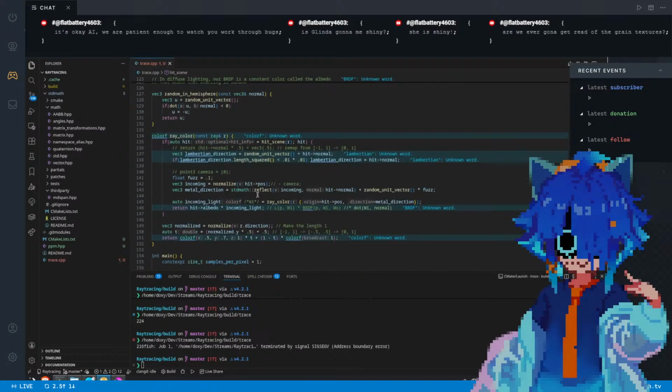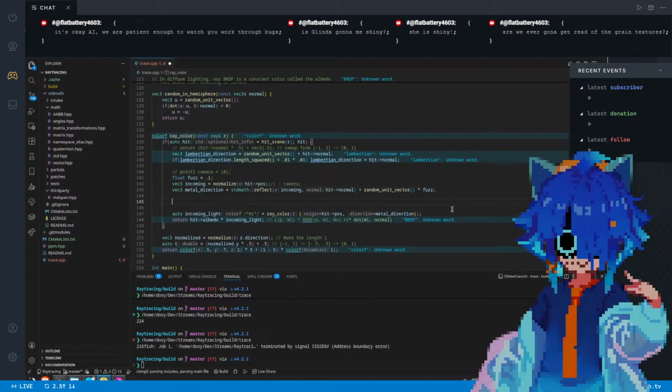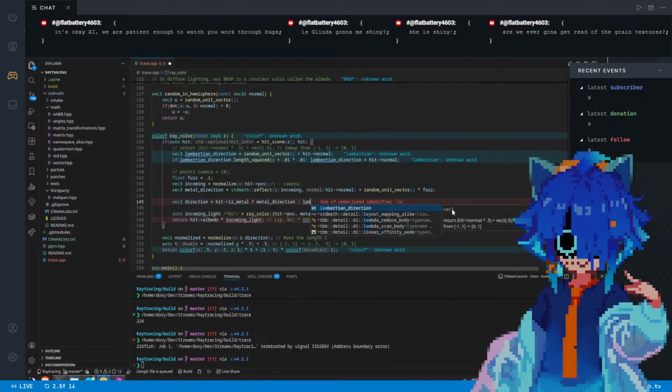And now we have our Lambert direction and our metal direction, and we can go vec3 direction equals hit is metal, and we can use the metal direction. Otherwise, we can use the Lambertian direction, and then we can use direction. So we now have two very simple BRDFs.